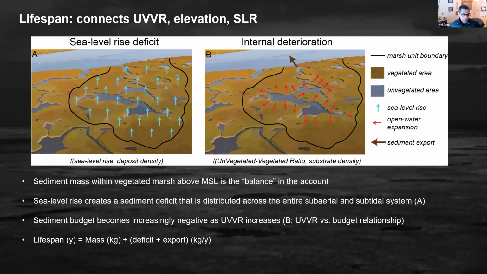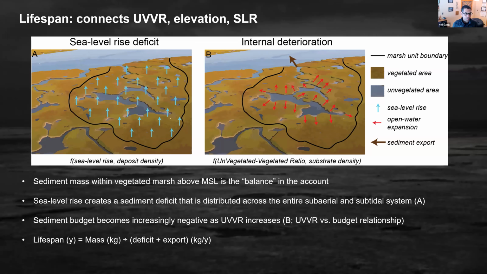The other metric that we produce on marsh units is the lifespan. And I'm not going to get heavily into this other than to say it's kind of a relative metric that takes a sea level rise deficit, which you see here on the right. So this is just whatever the sea level rise rate is, in units of length per unit time, applied over the area of a marsh unit. That gives you a sediment deficit in volume. Using density, you can then get that in terms of mass.